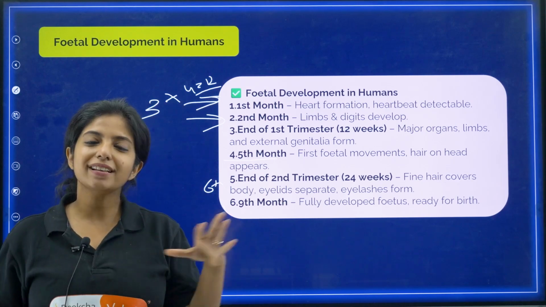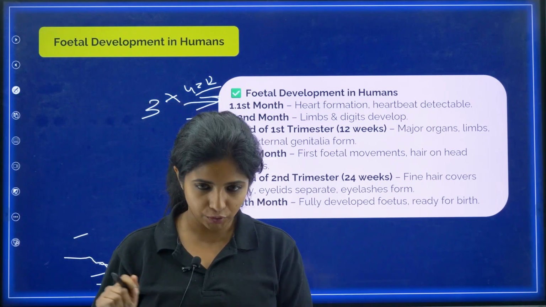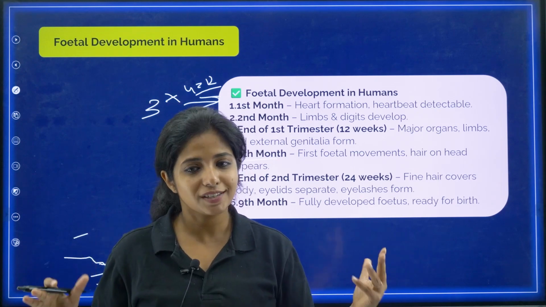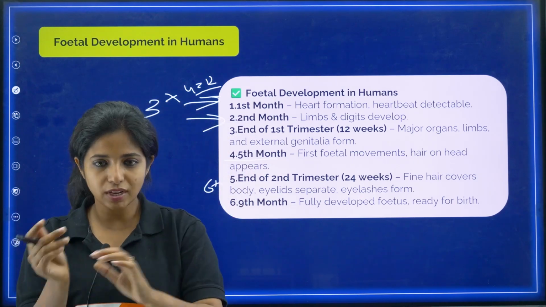So, the first thing that we check when someone dies is the pulse, whether the heart is beating or not. Similarly, over here also, the first thing that develops is the heart. Okay, second month, limbs and digits.